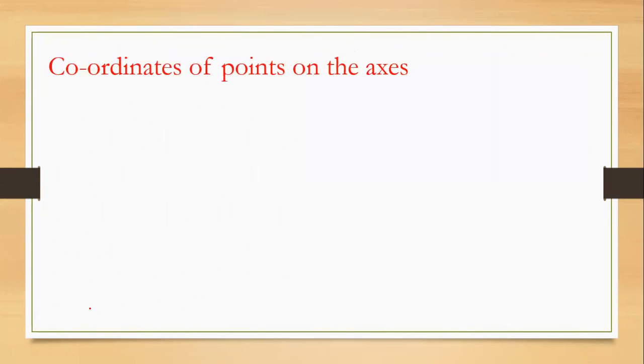Now let us move to the next part. Coordinates of points on the axis. So till now we have done, if the point is on the quadrant, then how we are going to write the coordinates of that point. Now we are moving to the next concept, that is if the point is on the axis, that is on x-axis and y-axis, then how we are going to write the coordinates of that point.